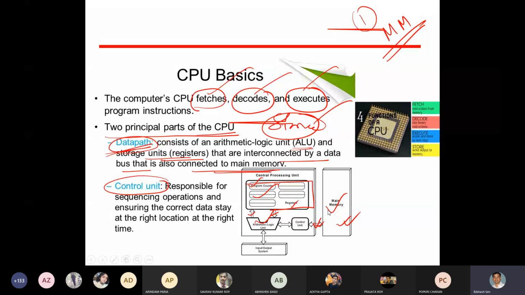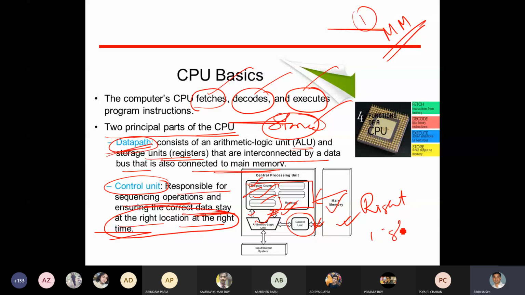Now in the control unit, there is a special purpose control unit which actually controls which register line will be activated, from where which line will be activated, which operation will be performed, the entire sequences. It is responsible for sequencing the operation and ensuring the correct data stays at the right location at the right time. Be careful with this point: right data at right location. That is a very important point. Most of the time we skip it. So right data at right location, that is the task of the control unit.